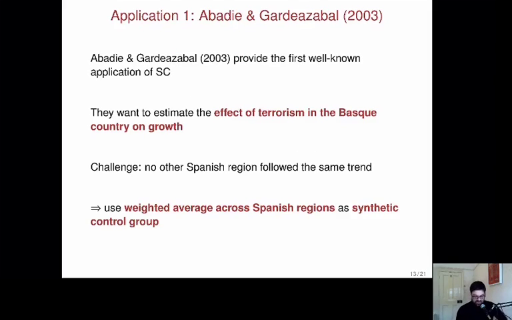So back to the Abadie and Gardeazabal study in the AER. Again, here the idea was you had this terrorism episode in the Basque Country starting in 1975. The question is, what did this do to GDP? And they used synthetic controls whereby all other Spanish regions are in the donor pool.